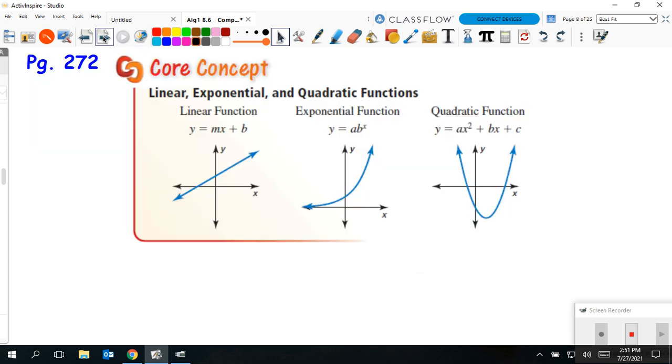All right, moving into our core concept, page 272. You have the three functions there. We can see the linear, exponential, and quadratic. We should be familiar with these by now. y equals mx plus b, or line, for linear. You have your kind of rocket ship, Superman graph, where x is the exponent position, base exponent. And then you've got your quadratic function. This is standard form. Your U shape is your quadratic.